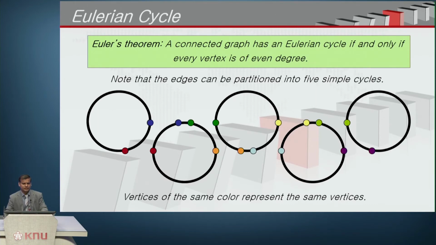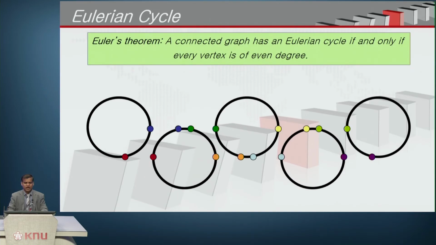Note that the edges can be partitioned into 5 simple cycles. According to this problem, we can separate them, and vertices of the same color represent the same vertex. Say for example, you have green, they are the same vertex when they are connected, and then you have yellow, blue, orange, red, purple, and other light greens. All these are the same vertex. Let us get started with this Eulerian cycle process.